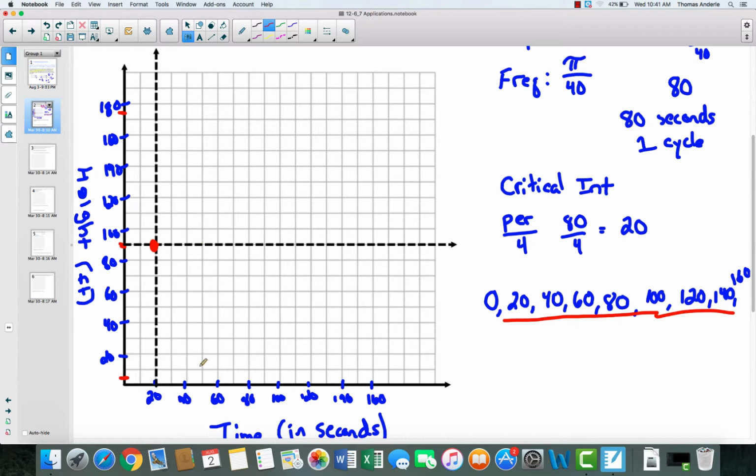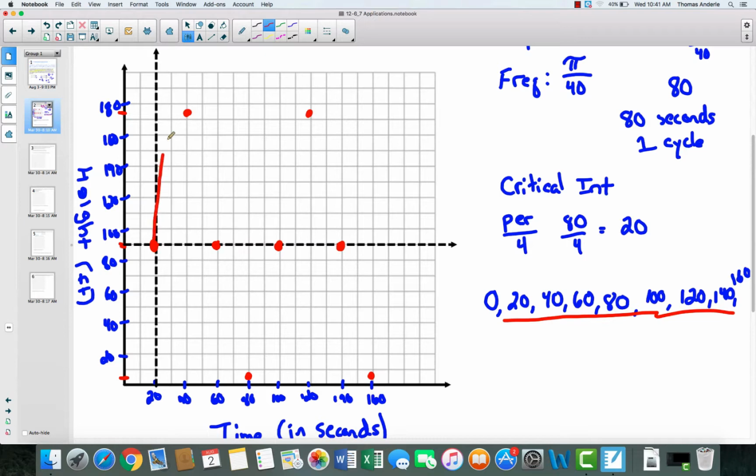And now I'm just going to follow the pattern of sine. So it's up to the max, to the min, to the midline, to the minimum, back to the midline, up to the maximum, midline, and the minimum. Okay, since we shifted to the right, I'm going to have to backtrack a bit.